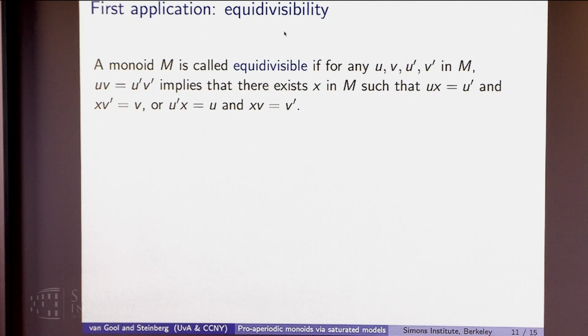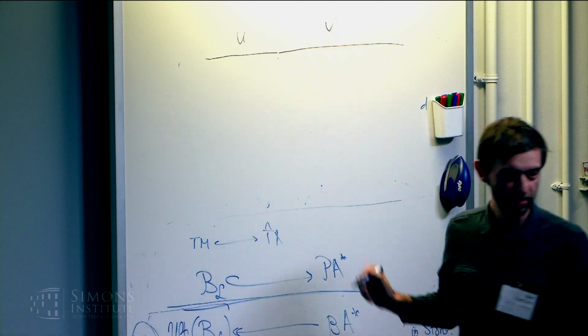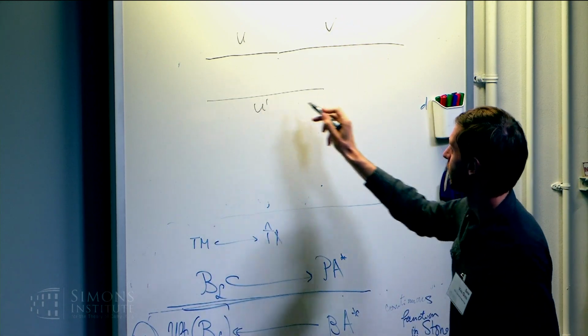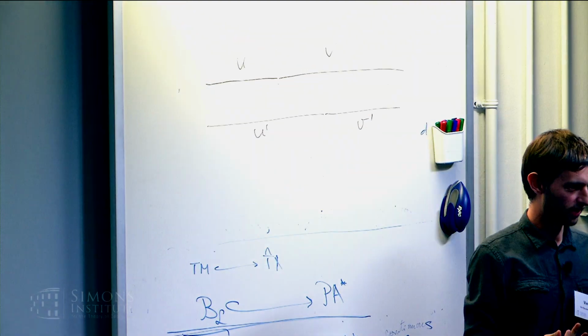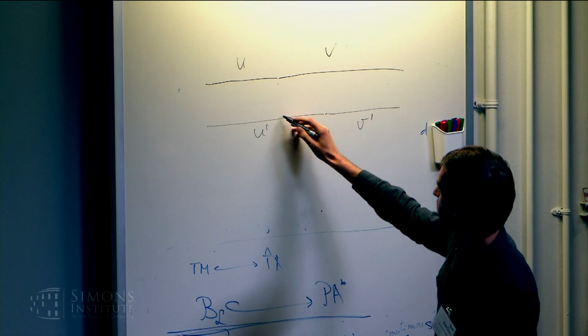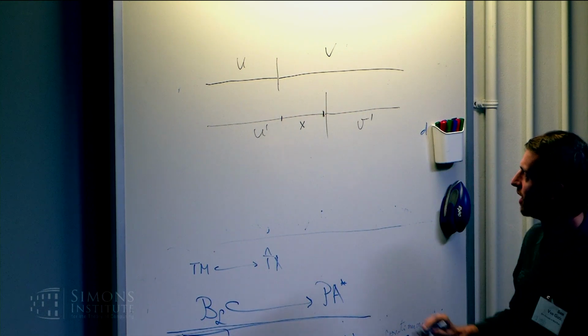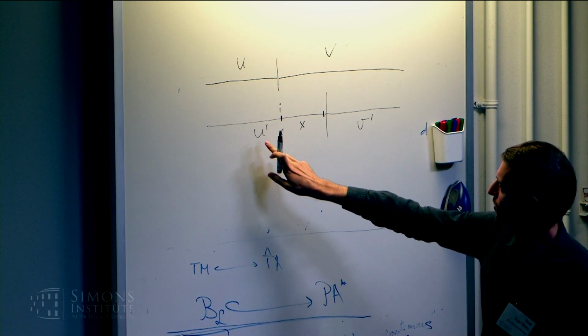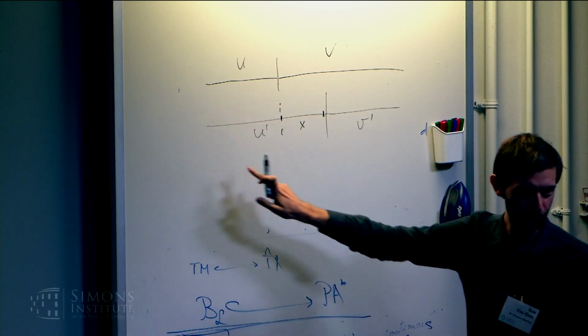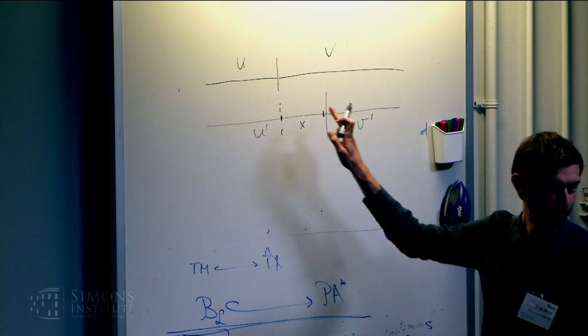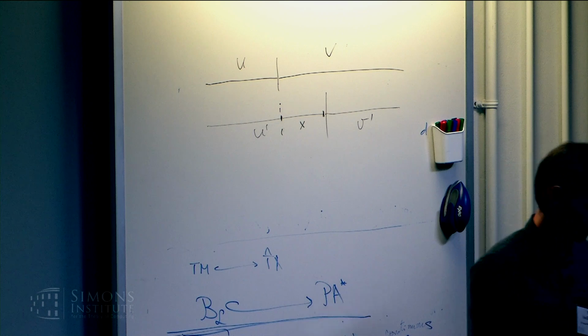For example, a monoid is called equidivisible if that quasi-equation there holds. It may be that at this time of day it's not that easy to parse, so it's easier to just draw a picture. If I multiply a word u with a word v, and I multiply a word u prime with a word v prime, and the result is the same, then it must be the case that there is actually a word, which will be this word x here. So sorry, here was u, here was v prime. Here's a word x, so that if I do u times x, I obtain u prime. And if I do x times v prime, I get v. Okay, it's kind of an obvious property if you are thinking of finite words, right?